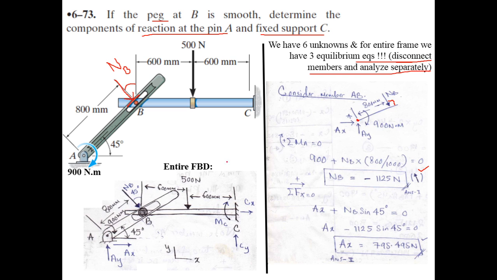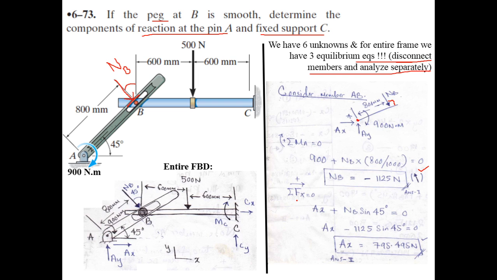So my initial assumption was incorrect, and therefore I'm getting a negative sign here, and this is very important now. Since I assumed it to be downward on this member AB, it comes out to be in the opposite direction. So this is negative. In all future calculations, wherever NB appears, I will use a negative sign with it.